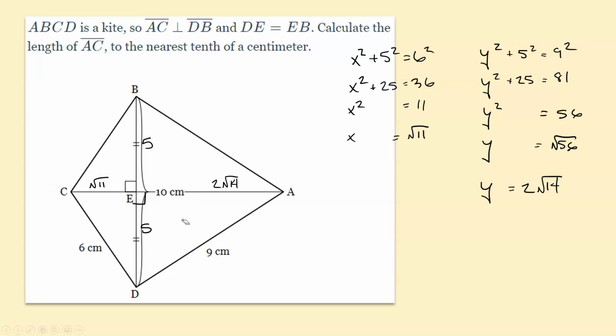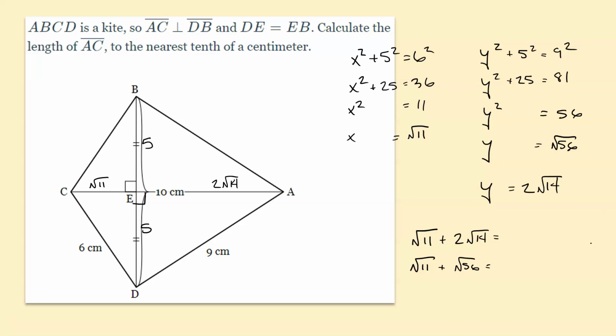But it doesn't really matter if you simplify the radical or not, because we're going to end up rounding to the nearest tenth of a centimeter anyways. So now we want to add these two radicals together, and this I recommend you doing in your calculator. Square root of 11 plus 2 root 14, or square root of 11 plus square root of 56. You should be able to type it in just like that. And that's the best way to do it. Type in that full thing and see what your calculator spits out.